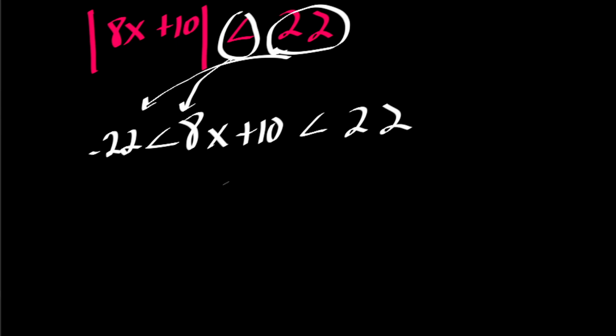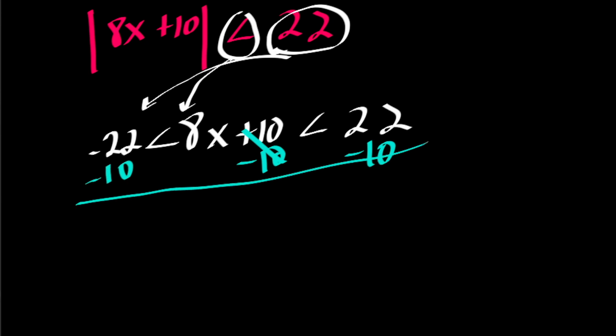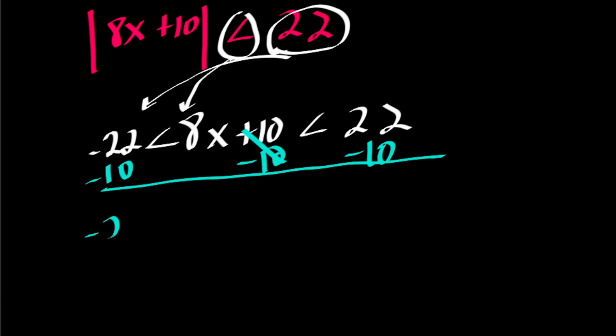Essentially, I want to get x in the middle of my inequality symbols. So I'm going to try to move this 8 to the left and the right, and plus 10 to the left and to the right. Remember, you want to push everything from the middle to the left and to the right. So now, first we want to take care of this 10, so we're going to subtract 10, but I have to do it to the left and to the right. So now I'm going to end up with negative 32 less than 8x less than 12.